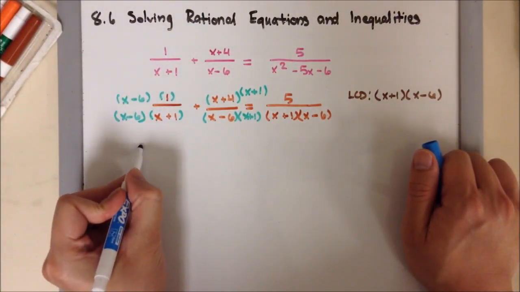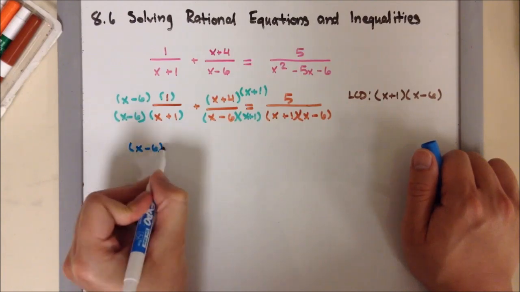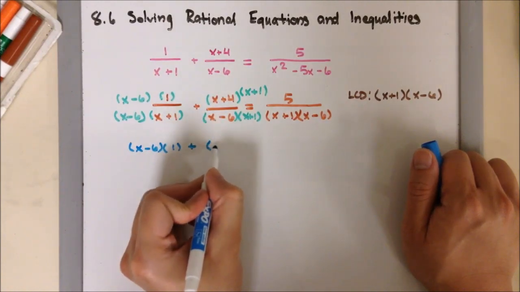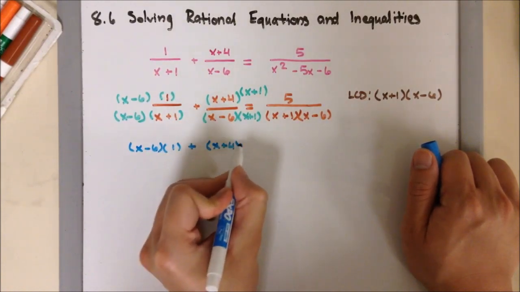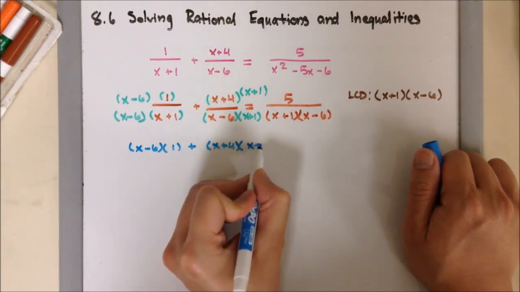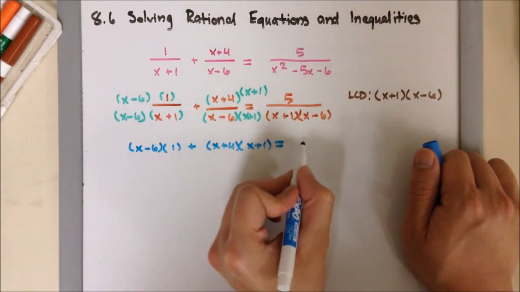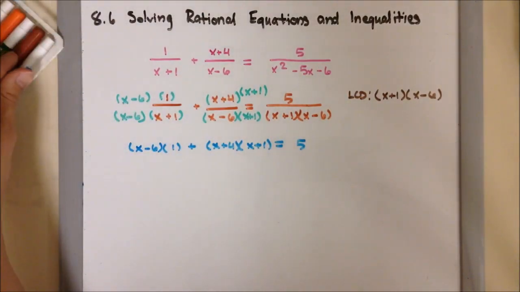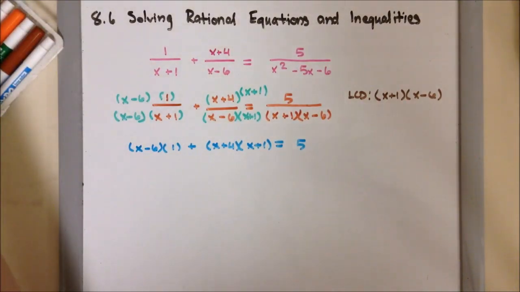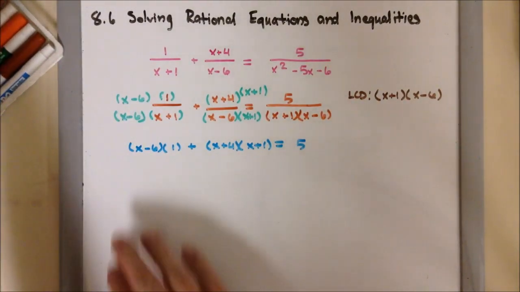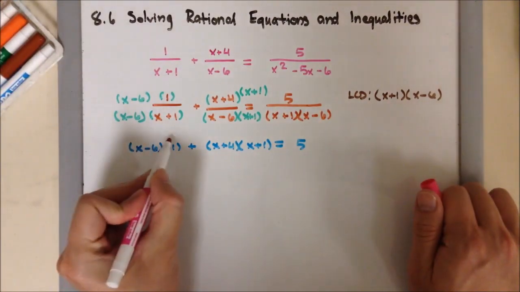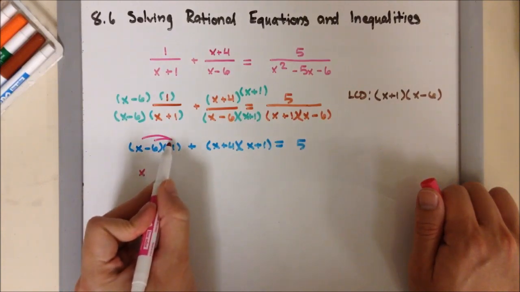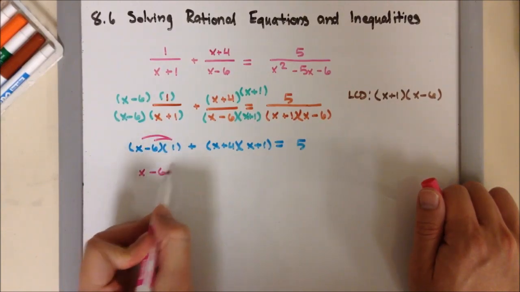So this one is x minus 6 times 1. Bring down my plus. Here, parenthesis x plus 4 times x plus 1 equal to 5. Now from here, in this first part, I'm going to distribute my 1 to the x and minus 6. So 1 times x is x. 1 times negative 6 will be minus 6. Bring down my plus.